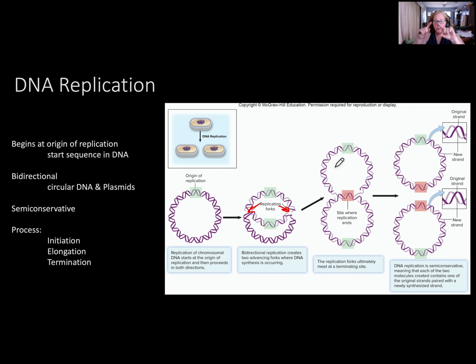The replication forks will continue. Like you can see in this diagram, replication is going to continue, and it is bidirectional. It's going in two opposite directions at the same time, so it's referred to as bidirectional. And we have bidirectional replication until it gets down here at the bottom.